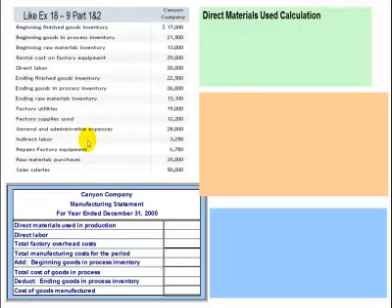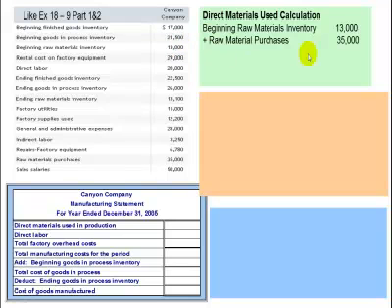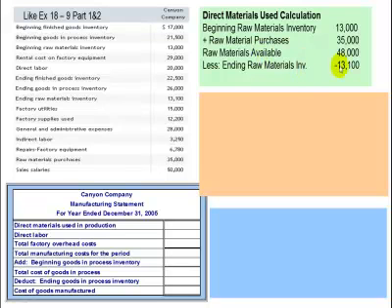From this list of items, we'll begin with the raw materials beginning inventory of 13,000. It's right there. We'll add raw material purchases of 35,000, which is down at the bottom here. And these two added together, beginning inventory plus raw material purchases, gives us raw materials available of 48,000. Subtract off ending raw materials inventory of 13,100, which is right there, and we end up with raw materials used. So raw materials used is the first piece that goes on this manufacturing statement, 34,900.